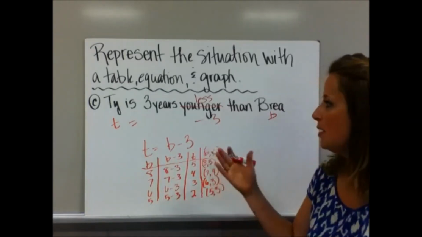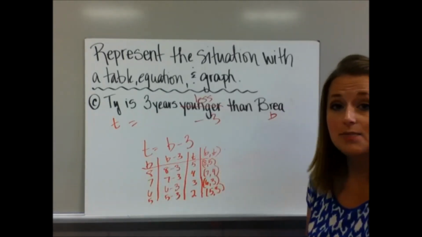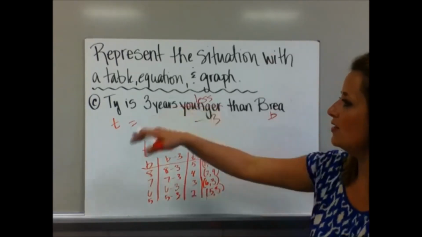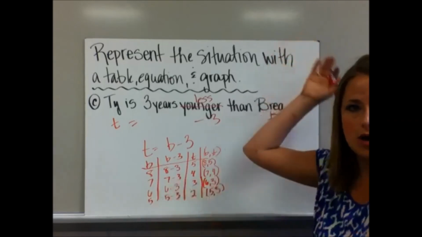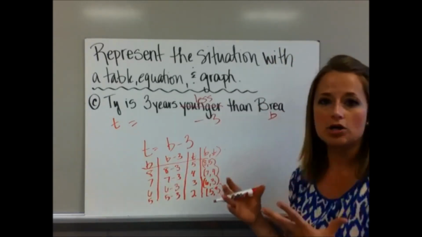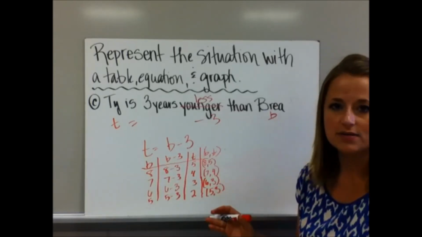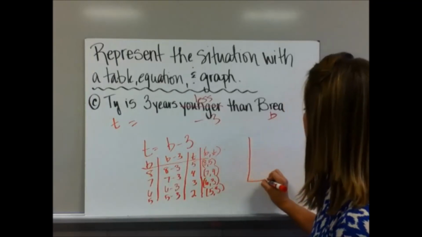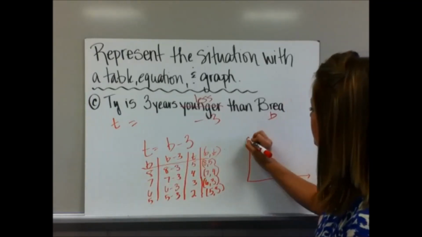This could be infinite. Nobody said that these were young children. These could be really old people. These could be 100-year-old. And so if Bria was 100, then Ty would be 97. It could go on and on and on. Now when we make our graph, we have to think about what is logical with this. Are you going to have negatives? Well, of course not. You're not going to have negative years. So I only need quadrant 1 of my graph.